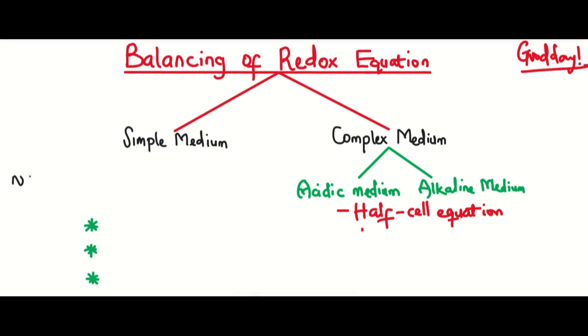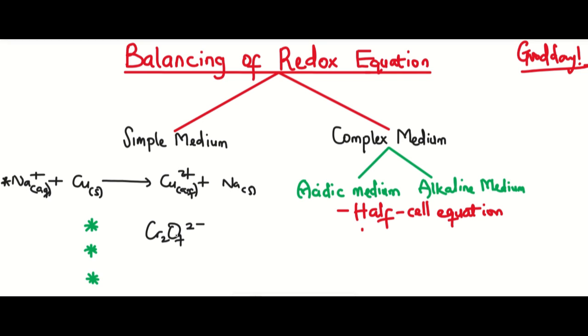Take for instance, sodium plus copper 2 plus to give copper plus sodium. The state here is solid, this is aqueous, this is solid, and this is aqueous. Now you observe that for every reactant species in this equation, there is no presence of oxygen. So it means that this equation can only be balanced using simple medium. But if I have a question that should be balanced in complex medium, one of the reactant species is going to carry an oxygen atom.